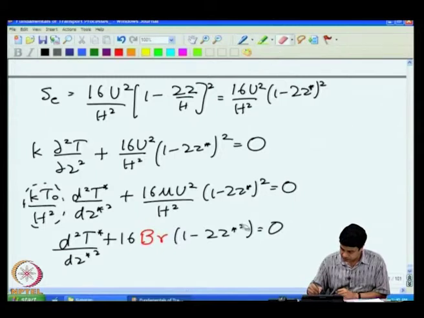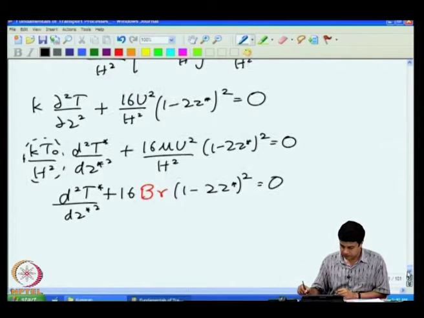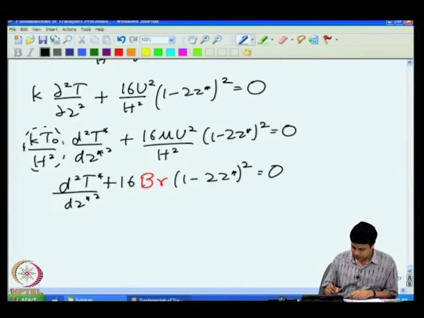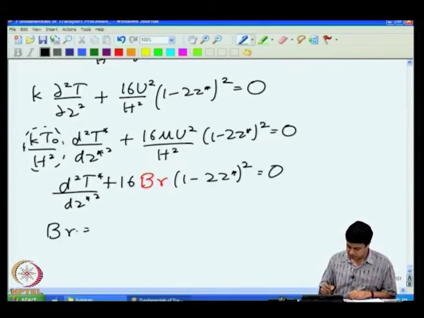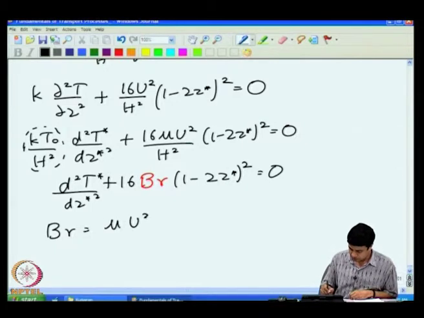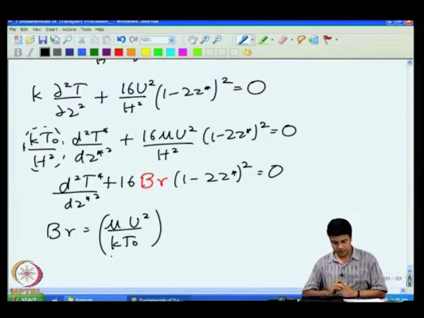There's a mistake here. So I will define it with the prefactor, where this dimensionless number is given by mu u square by k T naught. It's sometimes called the Brinkman number. I'll just leave it as a dimensionless number here.